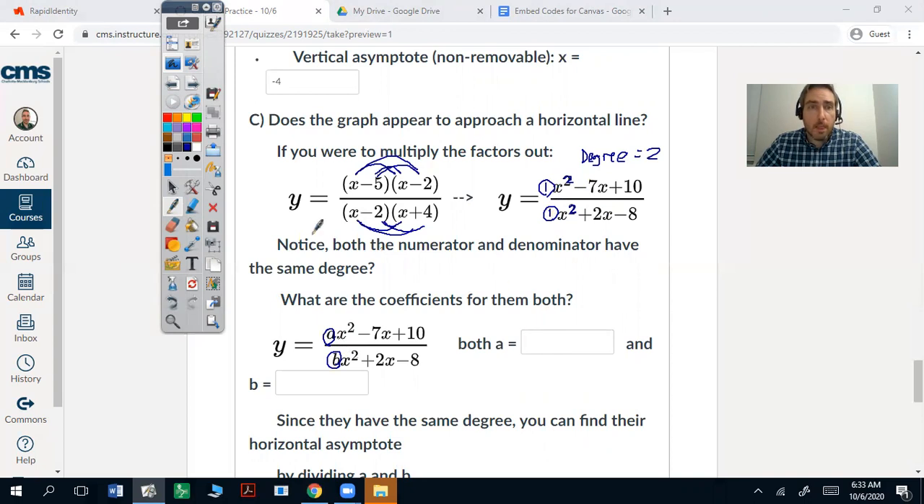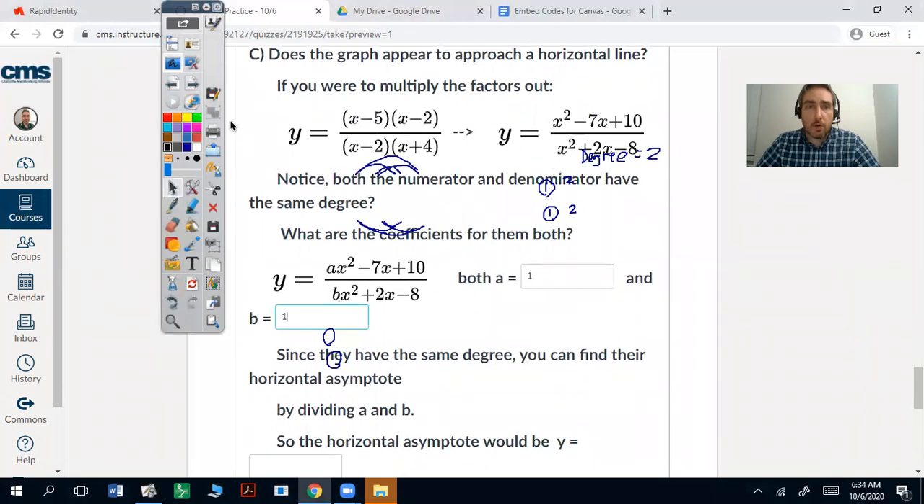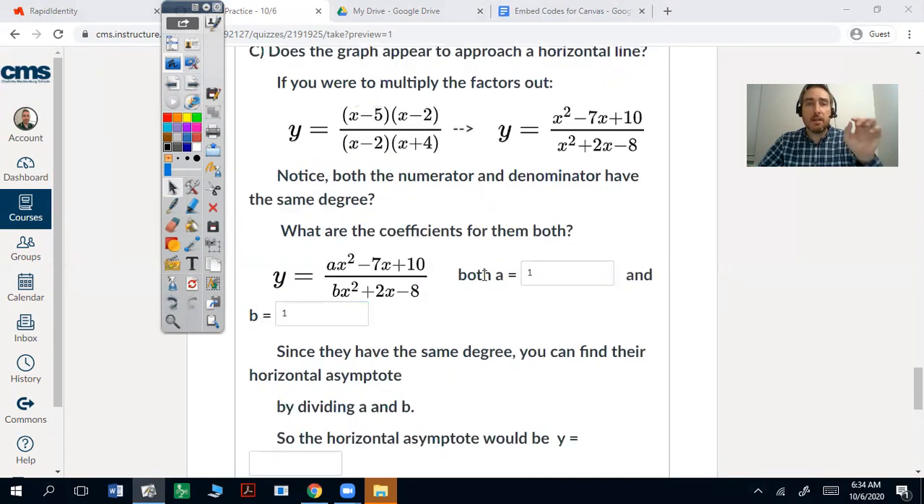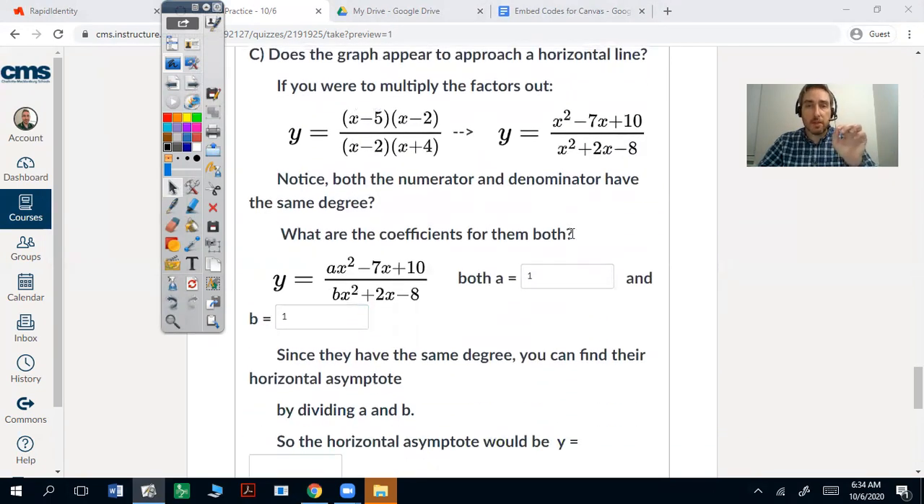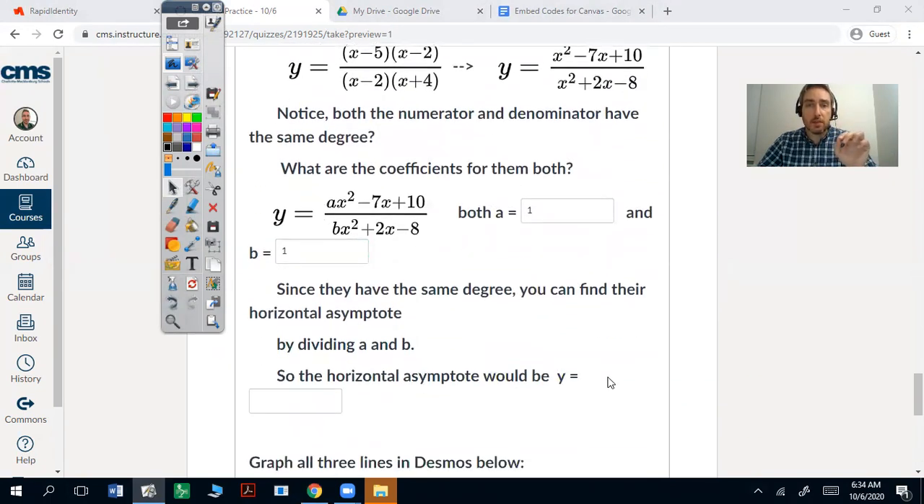So since A and B are both going to be 1, it turns out that you can find the horizontal asymptote. If they have the same degree, you can just take that numerator coefficient and divide it by that denominator coefficient. So in this case, it'd be 1 divided by 1, which should be 1. So I'll put that 1 there.